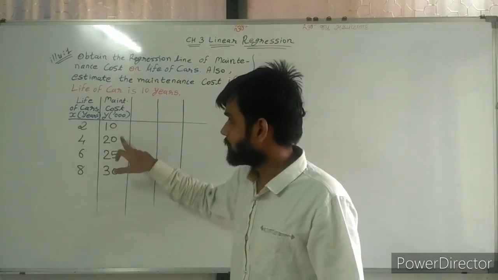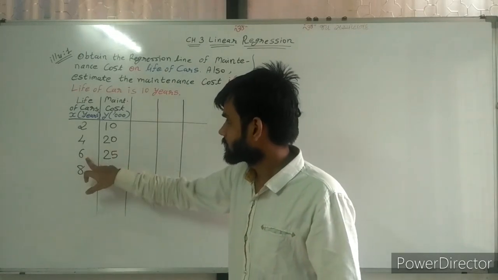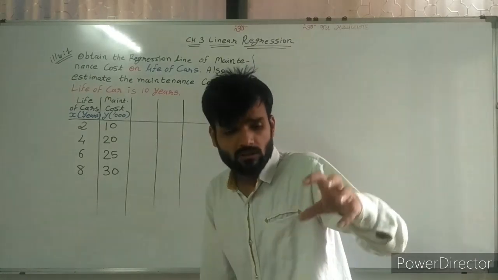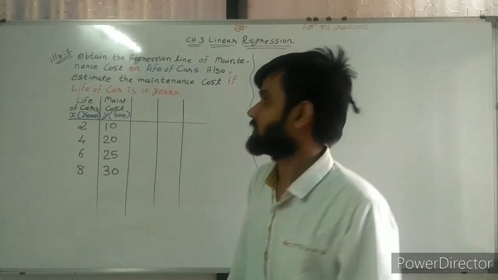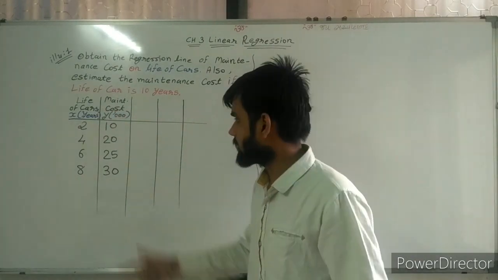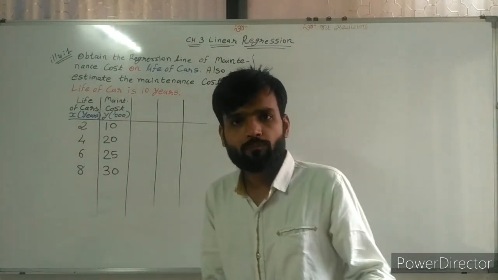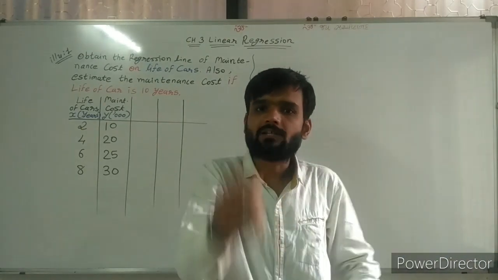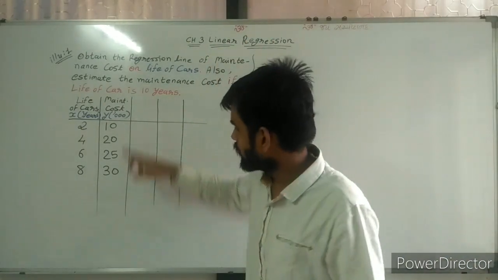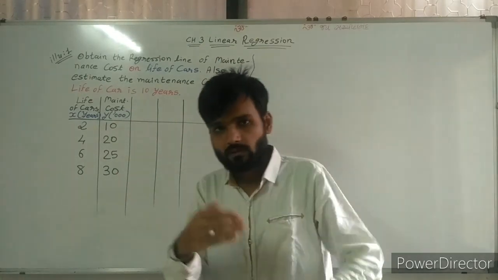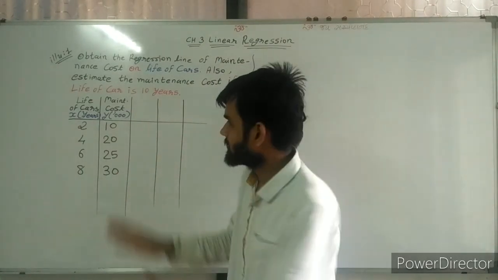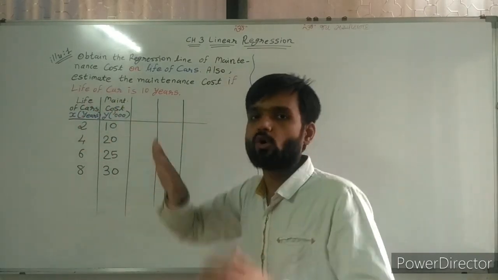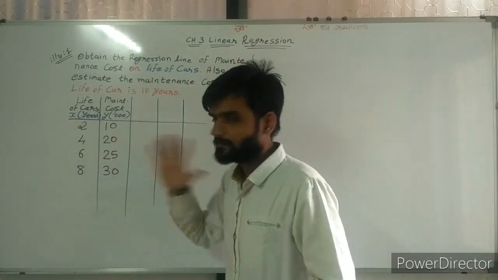4 years life, per year maintenance cost 20. 6 years life, per year maintenance cost 25, because average annual maintenance is given. And we all know, after using a car, if it becomes older, then maintenance cost is high. So here maintenance cost is increasing year by year. So this data is given, and I have assumed X as life of car and Y as maintenance cost of the car.